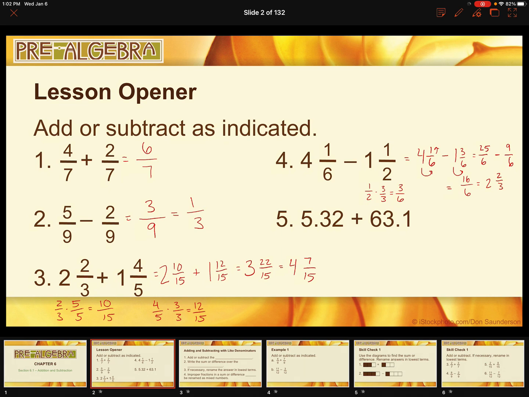In this last one I have as a decimal. So I'm going to stack it so that I can add and line up all the place values. Remember, after any decimal you can add as many zeros as you need to, so I'm going to put the 0 there as my placeholder. I'm going to add to get 68.42.